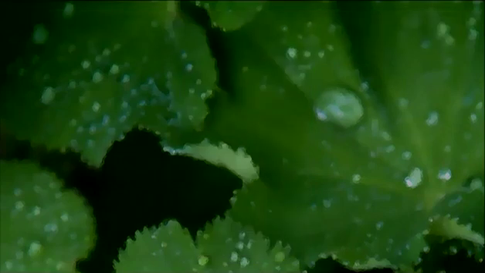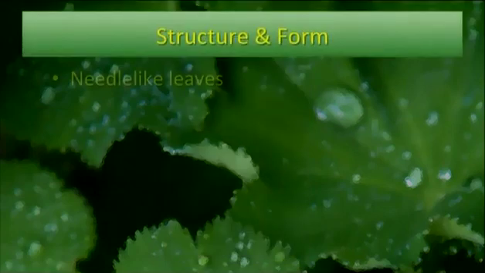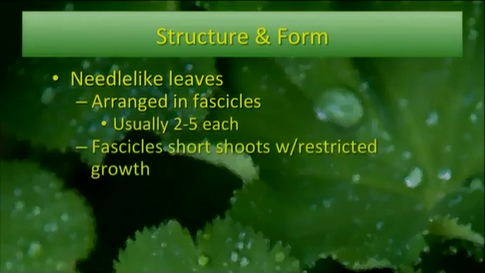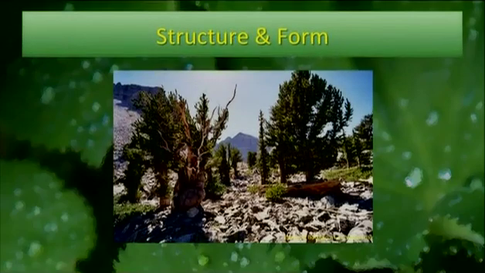Now the conifers have needle-like leaves, and these leaves are arranged in fascicles, usually of 2 to 5 leaves each. Fascicles are short shoots with restricted growth. Here's another look at some Pinophyta. This is the grove in which Prometheus is in Wheeler Park.